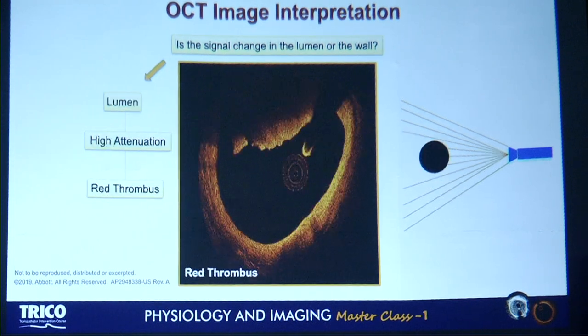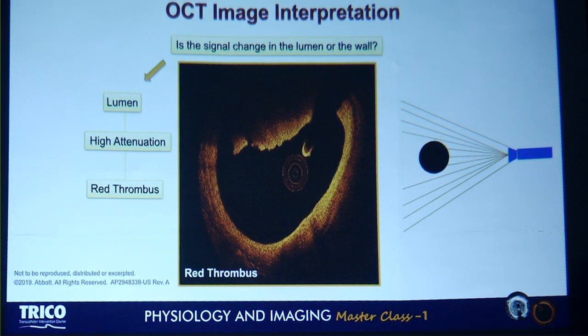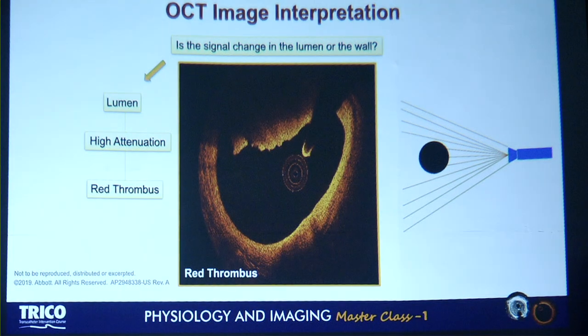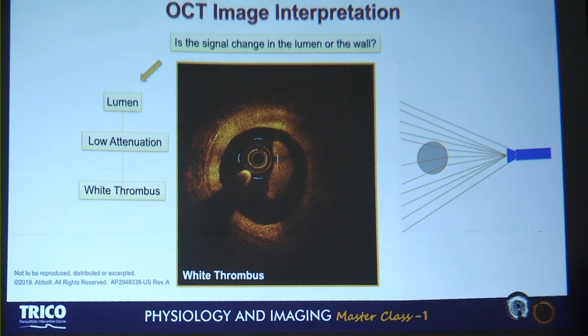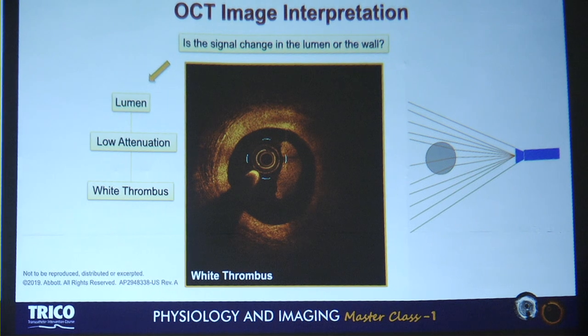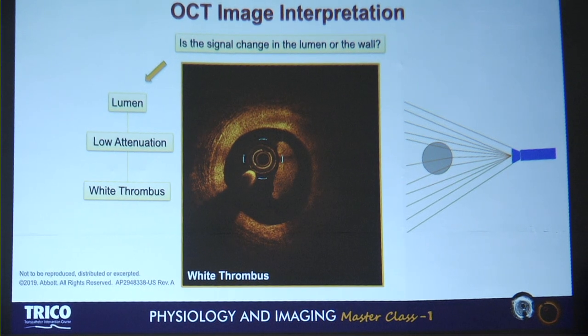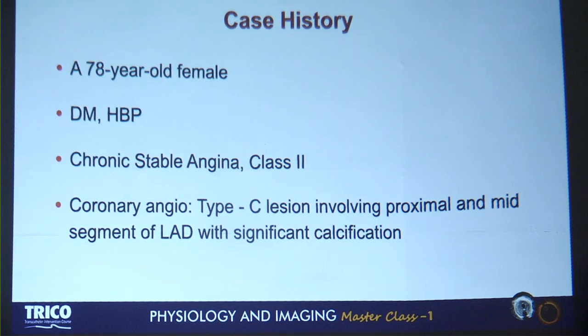You can easily identify in the lumen if it is a red thrombus, you will see a very high attenuation, and with a white thrombus, you are able to see it properly because of the low attenuation.